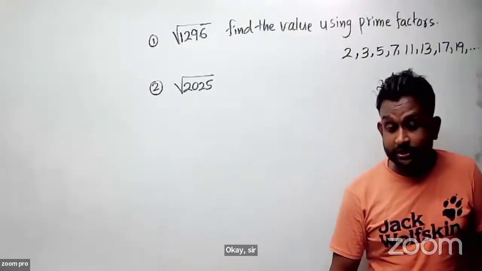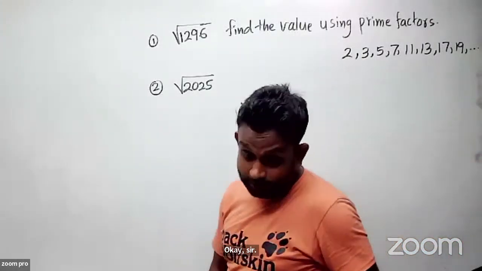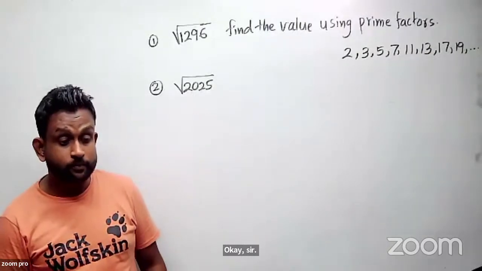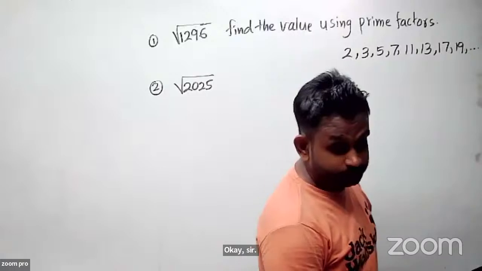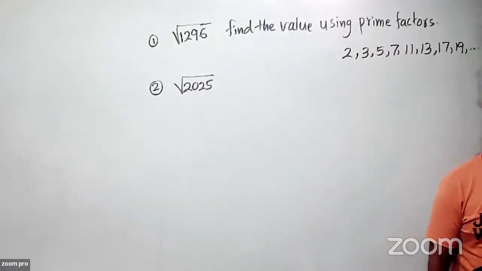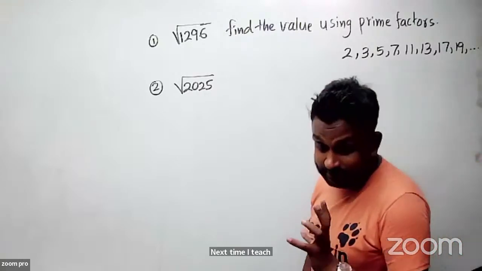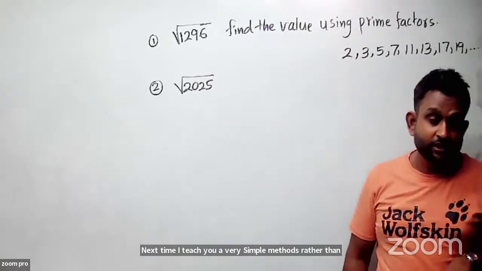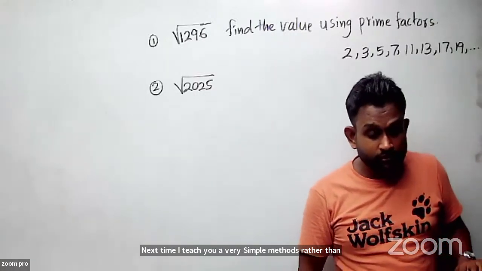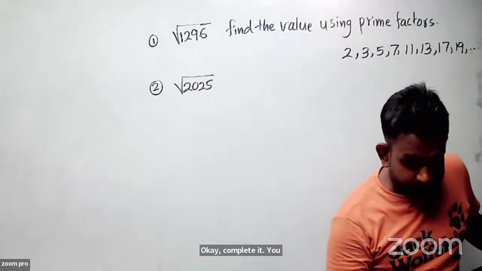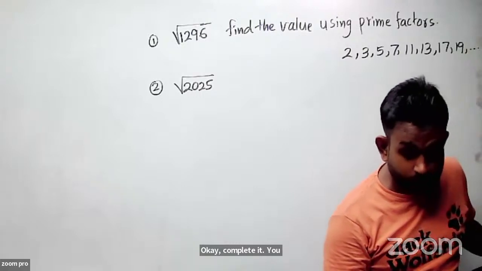Right. Likewise, ask any questions if you are not okay. You have to be okay. Next time I will teach you a very simple method rather than using the prime factors for finding the square root. Okay, complete it. Give me 3 minutes for both questions.